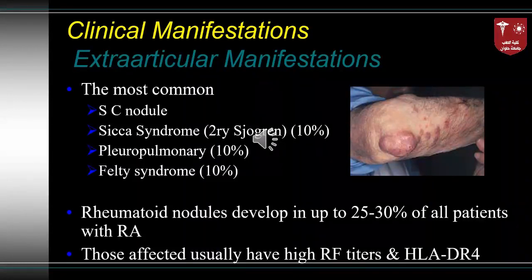The third is the pleuropulmonary affection. That means affection of the pleura and the lung, which is also present in almost 10% of the patients. And the fourth is the syndrome called Felty syndrome. Felty syndrome is rheumatoid arthritis with neutropenia, which is deficiency of neutrophils, and splenomegaly, which also affects around 10% of the patients with rheumatoid arthritis. Those four are the most common extra-articular manifestations of rheumatoid arthritis. A little bit, we'll have some details of them.